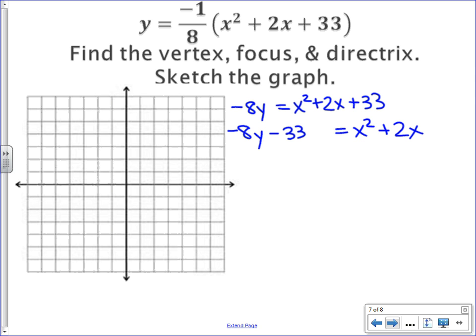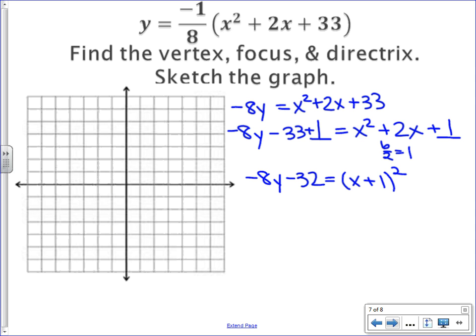Okay. So now I've rearranged everything. Let's go ahead and take x squared plus 2x and complete the square, which means we're going to have to add something, and I can't just add it to one side. We're going to have to add it to both sides. All right? So, what is b over 2? 1. 1 squared, 1. Okay. So I have negative 8y minus 32. What does this right side factor to? X plus 1, the quantity squared.